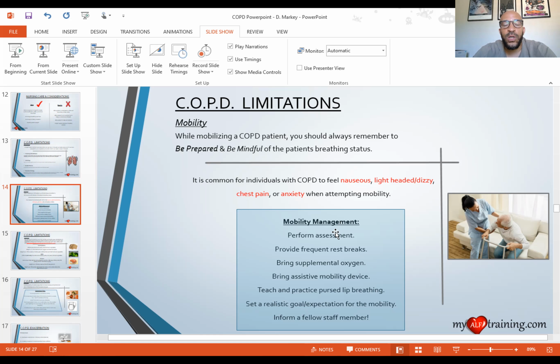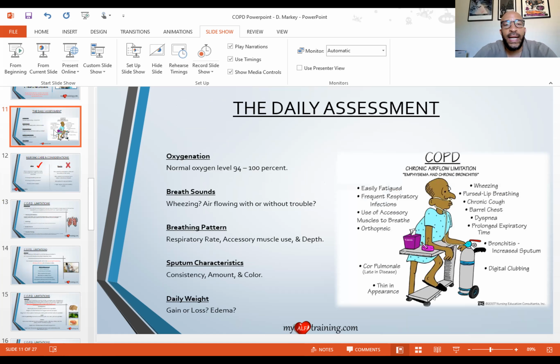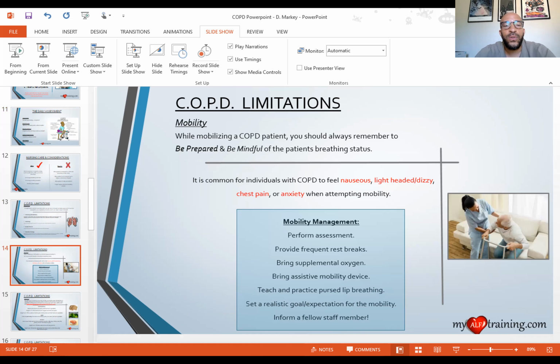And first, you want to perform an assessment, not a full head to toe assessment, but specifically the respiratory assessment for a COPD patient that I keep referring back to this slide. You want to know what your patient's normal level is for their oxygenation, how their breath normally sounds, what their normal breathing pattern is like, sputum characteristics, and daily weight. So, once you know those things and you perform your assessment, then you want to make sure that you've planned out in your mind where it is you want them to walk to.